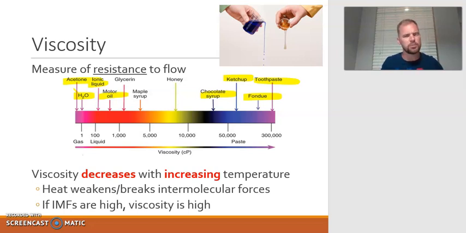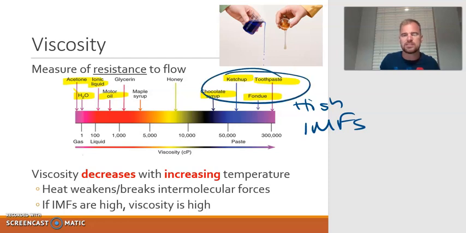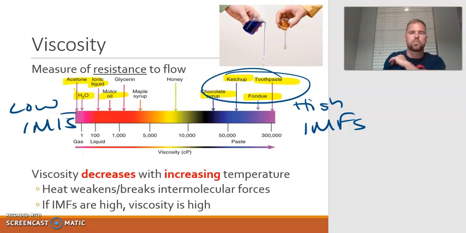But how does that relate to intermolecular forces? Well, the higher or stronger intermolecular forces would be over here with the high viscosity. Why are these substances not going to flow easily? Because as you try to pour them out, those particles are all sticking to each other because of the high intermolecular forces. They don't want to flow easily. Versus over here to the left, this is where you're going to have low intermolecular forces. And that's why these substances can flow a lot easier.